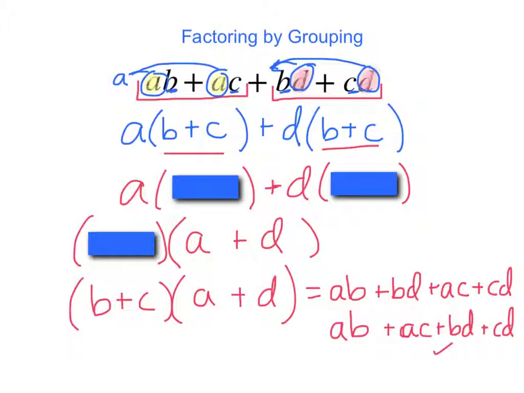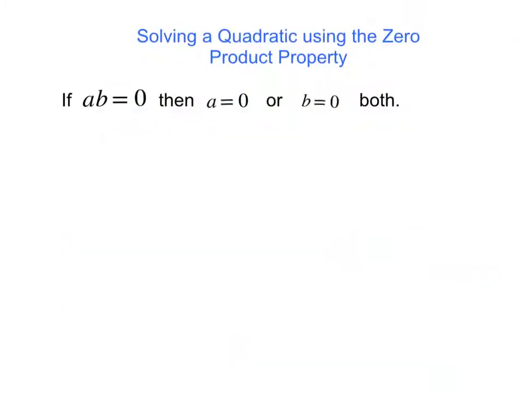Last slide. Okay, so what do we actually use this for? Well, in solving a quadratic equation, we use the zero product property to solve, and it's actually the most efficient and quickest way to solve some of these equations. So let me show you what I mean by the equations we're going to solve.